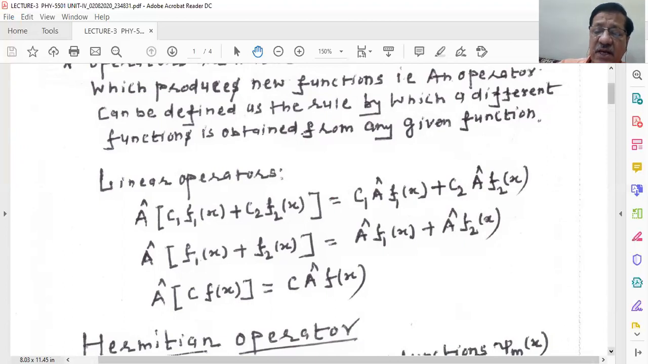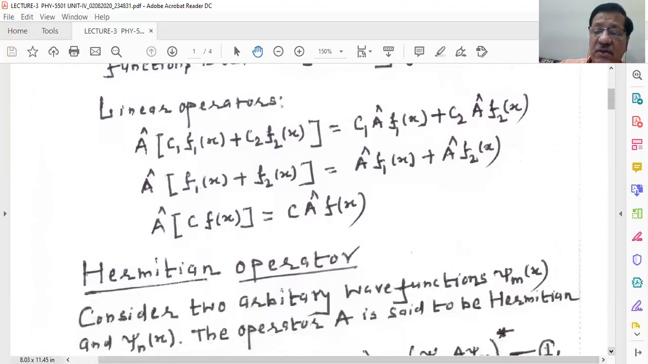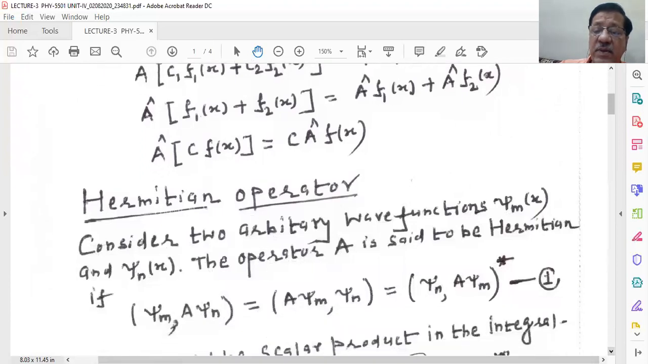Now let us try to understand a very important operator in quantum mechanics. It is very useful for understanding some concepts of quantum mechanics using the Hermitian operator. So I would like to define first the Hermitian operators, friends.